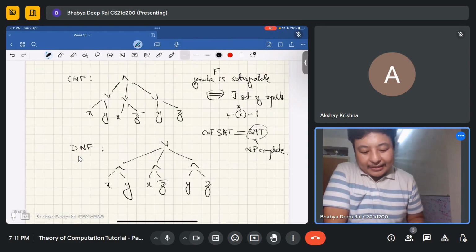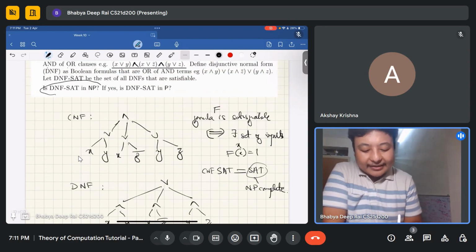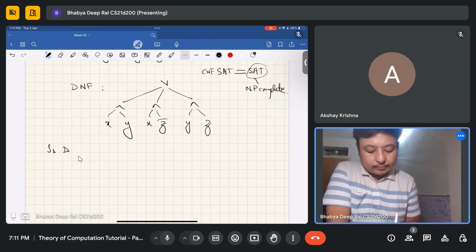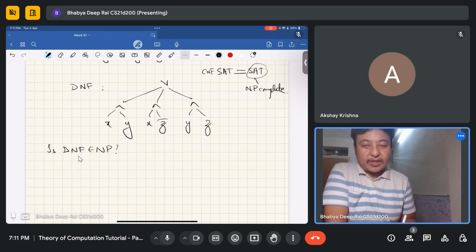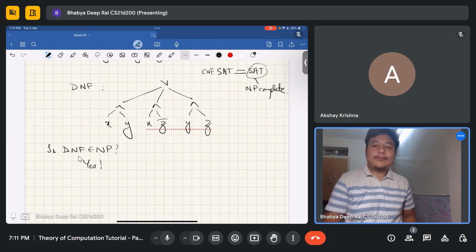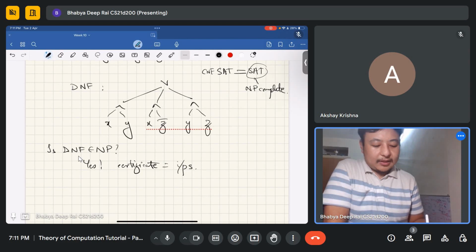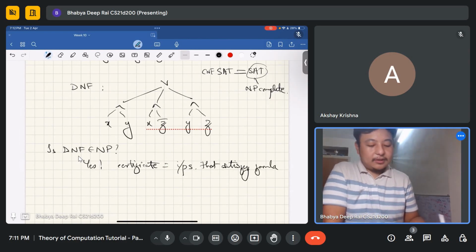Is DNF SAT in NP? That is the question. The answer is yes. Why is it in NP? It is in NP because I can give you a small size certificate. The certificate is nothing but the inputs that satisfy the circuit formula, the DNF.